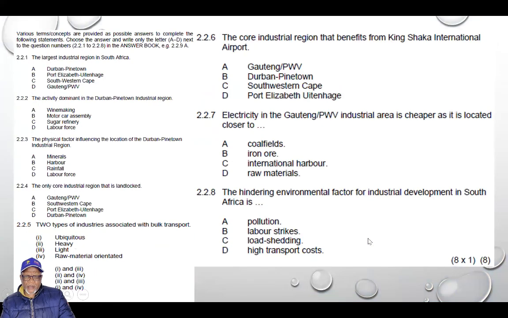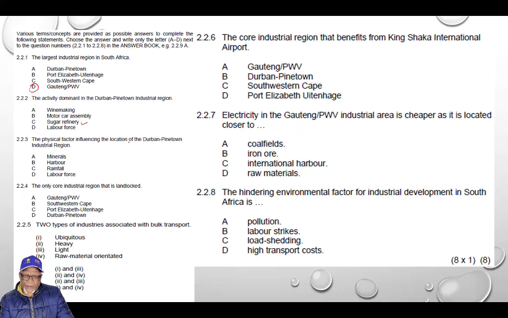Now, here are other short questions on the secondary sector. The largest industrial region in South Africa is the PWV. The activity dominant in the Durban Pinetown industrial region: is it winemaking? Is it motor car assembly? Is it sugar refinery? This will be your sugar refinery.